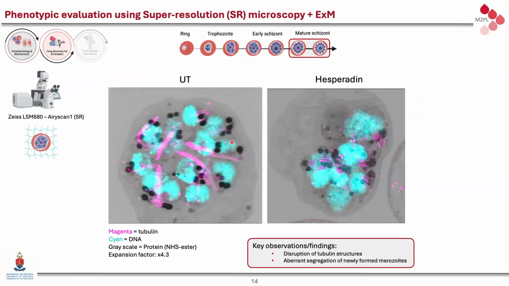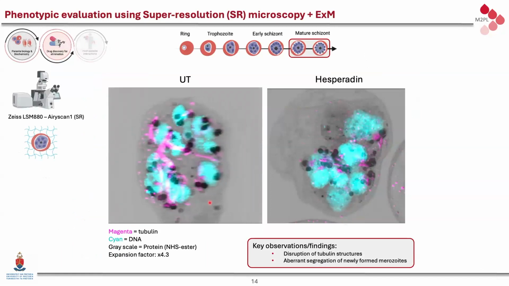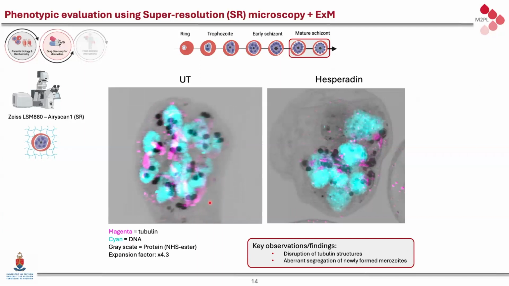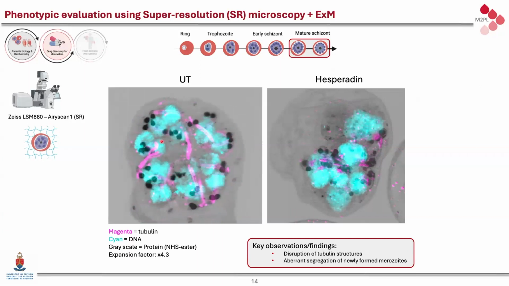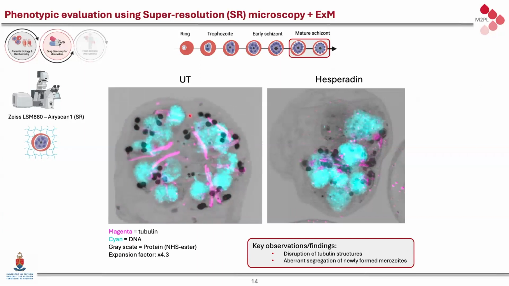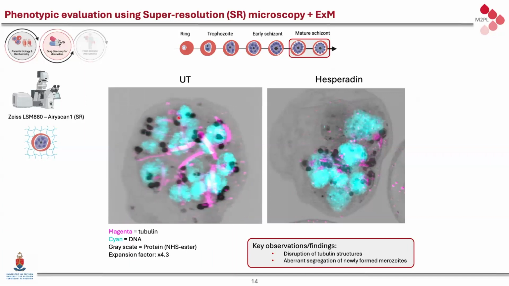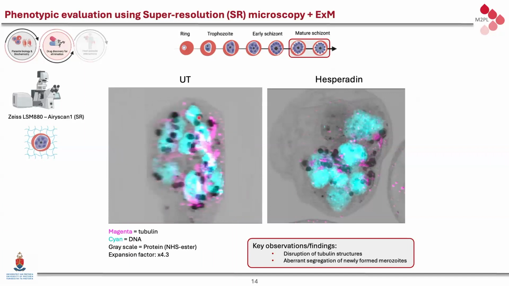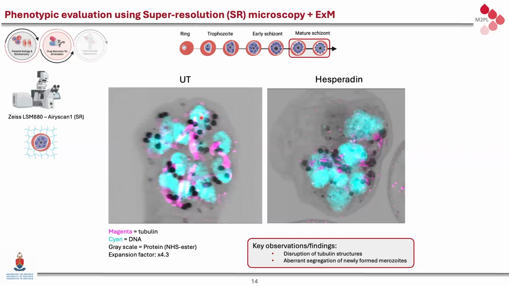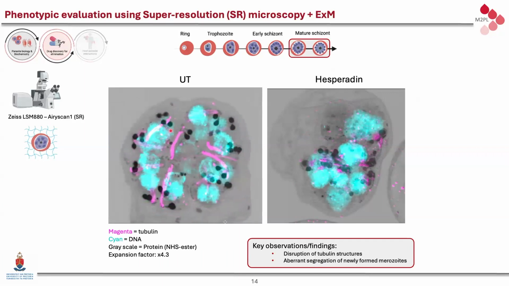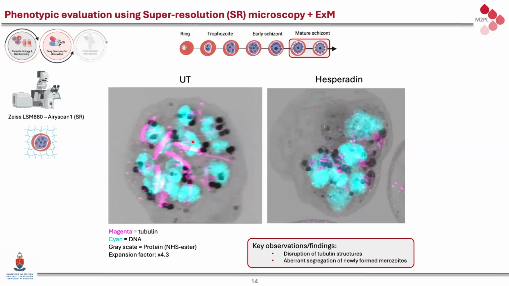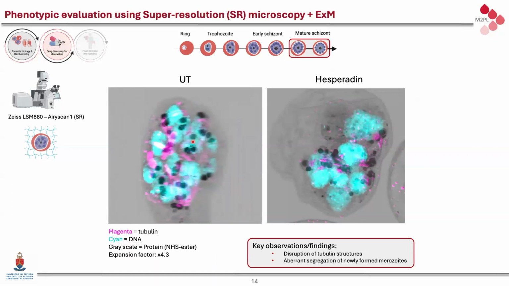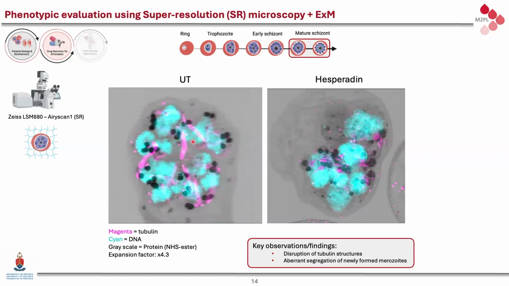So on the left, you can see a mature schizont containing individual merozoites. Each little merozoite contains their rhoptries, the two rhoptries that Sabrina touched on, as well as the subpellicular microtubules extending from the apical ring. And you can see they are quite well divided and segregated from one another.